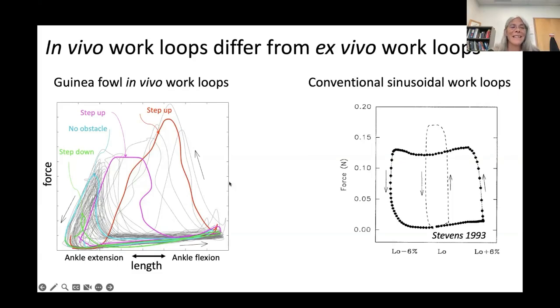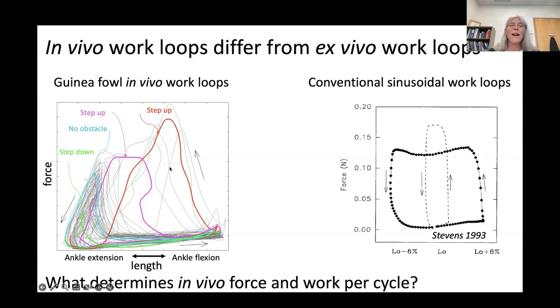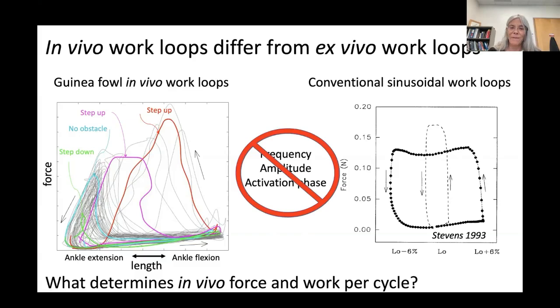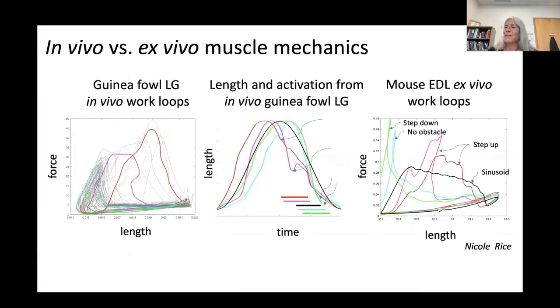So here we have these different in vivo work loop shapes, and here's the typical rectangular sinusoidal work loop shapes, and Jenna was showing some of these earlier, that you get from typical sinusoidal work loop experiments. So why are the shapes different in vivo, and what determines the in vivo forces and work per cycle? I'm just going to go on to the next slide in the interest of time. I'm trying to watch my time here.